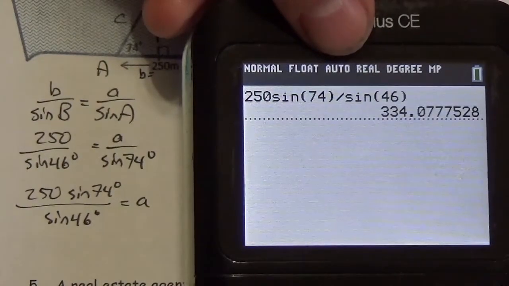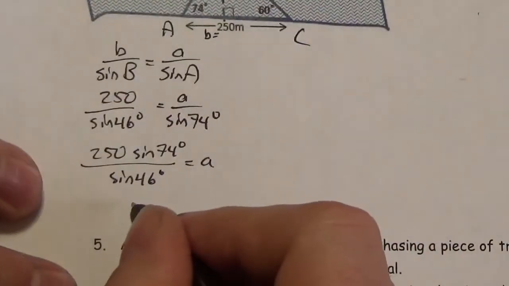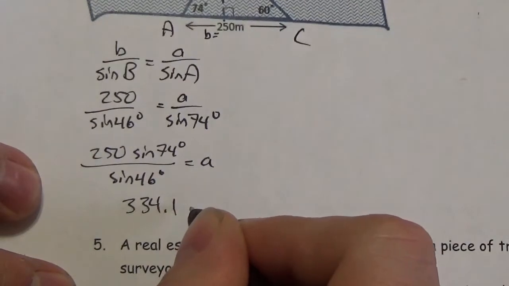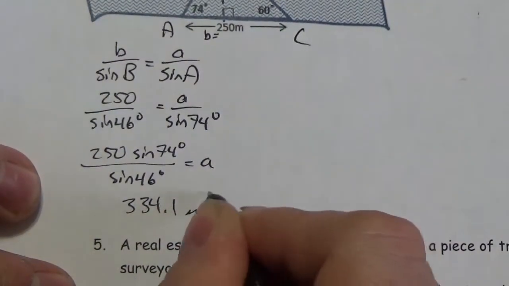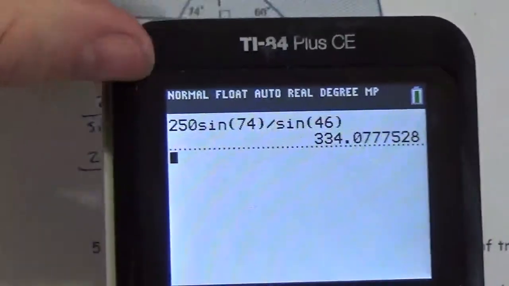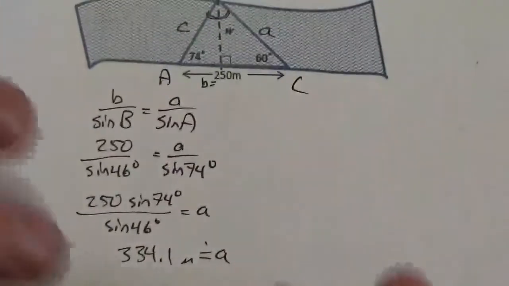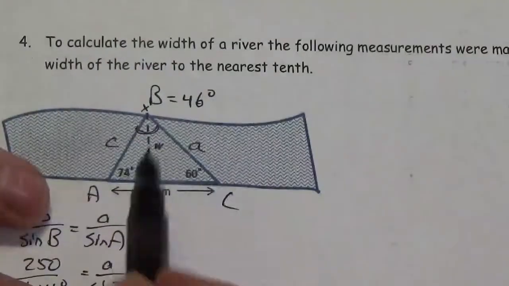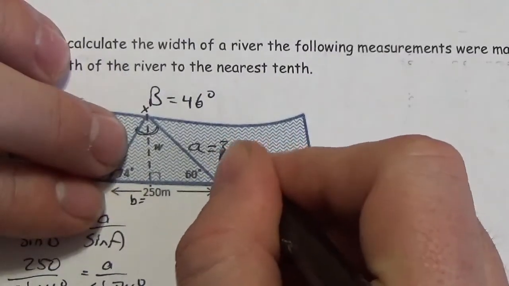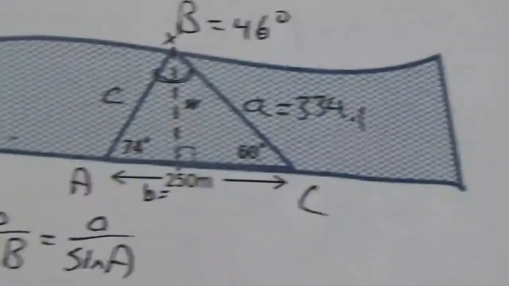And I'm getting 334.1. What is it, meters? Meters. Approximately is equal to A. Now, I'm going to need that number in a few minutes, so I'm just going to leave that in there. Now if I go back to this triangle, I know what A is. A was 334.1. So let's zoom in again.